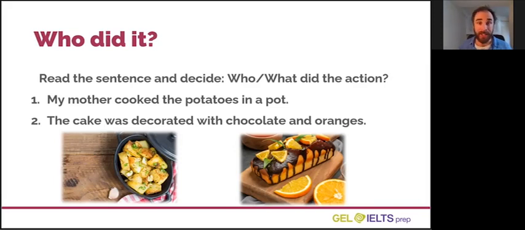The correct answer is we don't know. This sentence does not tell us who decorated the cake. Maybe we don't care who decorated the cake. Maybe we don't know who decorated the cake. It's not important to this sentence. Who did it? The important thing is that it was done with chocolate and oranges. So sentence number one is active and sentence number two is passive.